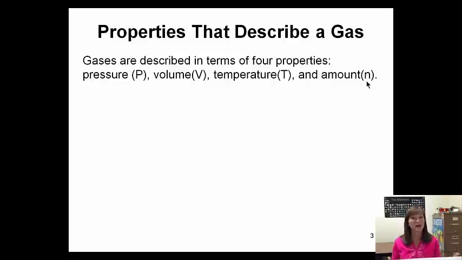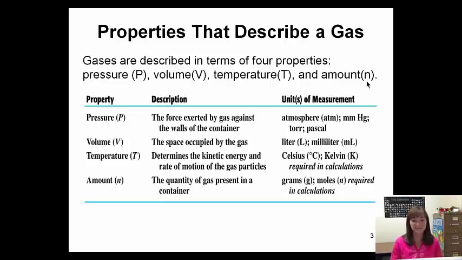So if you're going to describe a gas to somebody, you usually state the pressure, the volume, the temperature, and how much of the gas you had. Here's a table that I got from your book, and it has some of the definitions. Don't forget to study this table when you're studying for the test, because I might ask you, for example, what is the definition of pressure? Pressure is defined as the force exerted by the gas particles against the walls of the container. So if you have a container, the more force the particles hit the sides with, the more pressure is going to be exerted by that gas.